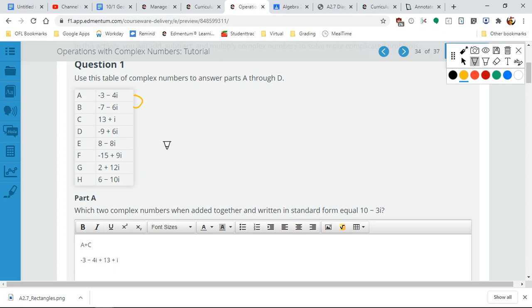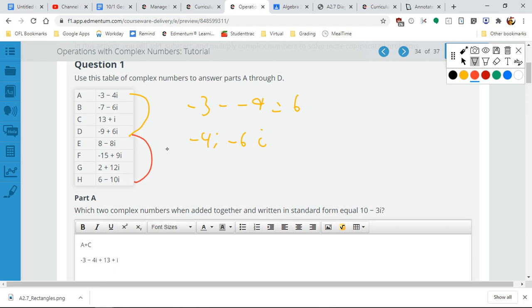This would be 10, or actually 4. That would be 4, either plus or minus 4. This would be 10. Nope. This would be 3, take away 9. I get 6. Let me try that one. -3 take away -9 equals 6, and -4i take away 6 equals 10i. Yes, I got one, guys.